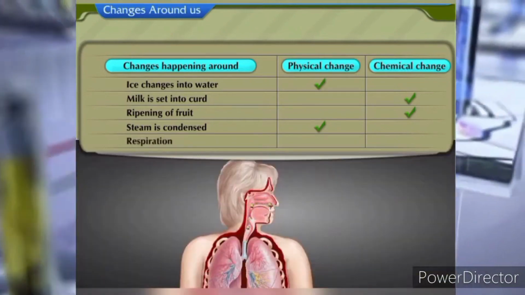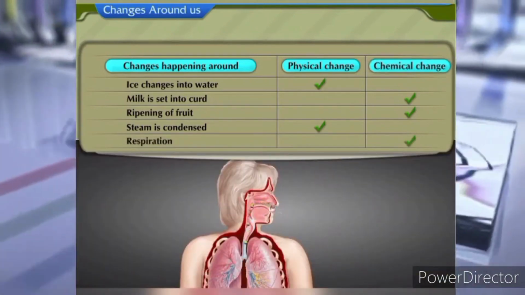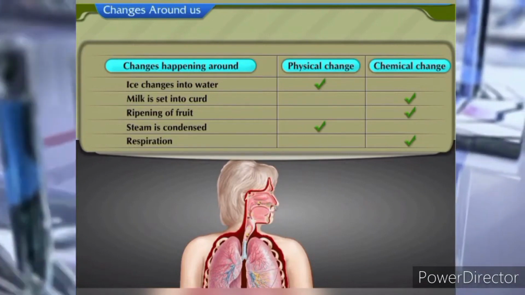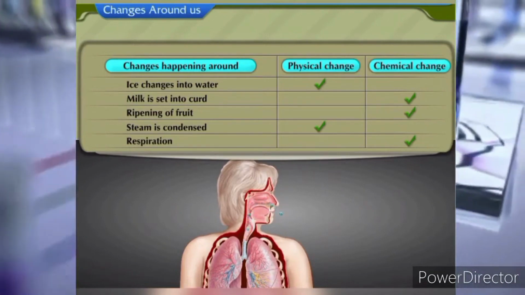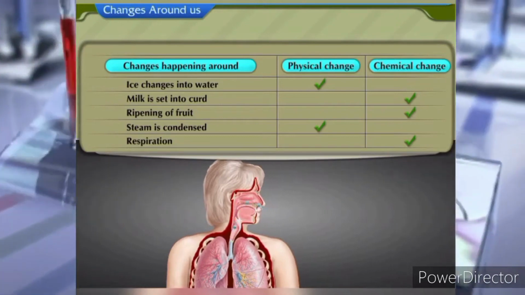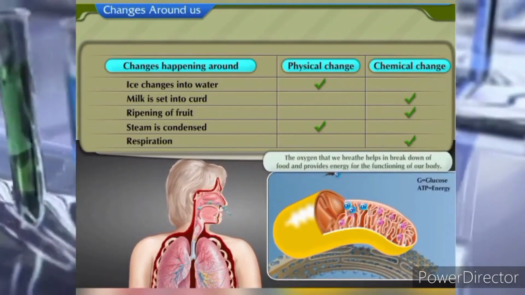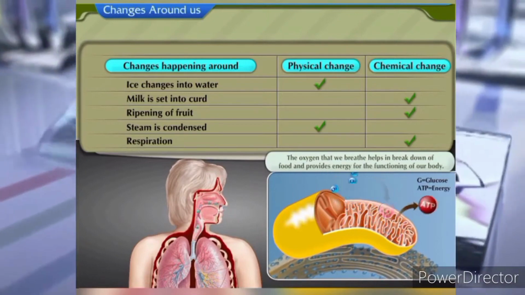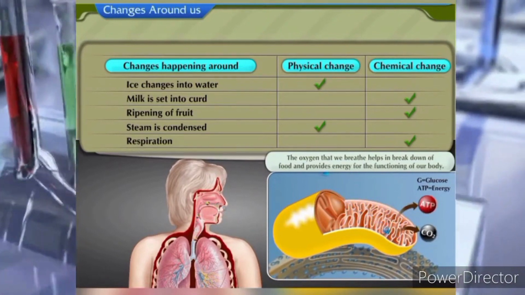Respiration. It is a chemical change. Respiration is a process that takes place inside living things while living things breathe air in and out. During respiration, the oxygen that we breathe helps in breakdown of food and provides energy for the functioning of our body.